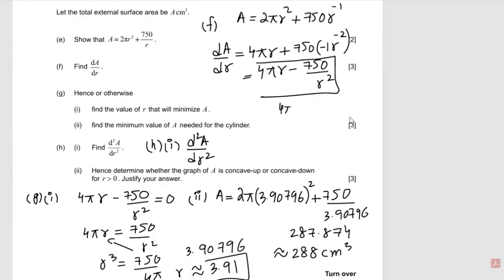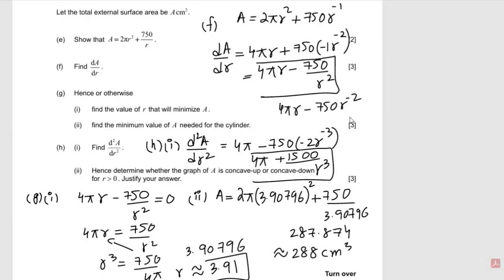Okay, so that can be written as 4 pi minus 750 r to the power minus 2. So I can just do 4 pi, because r's derivative with respect to r is 1, minus 750, which will become obviously minus 2 r to the power minus 3. And now I can do 4 pi plus 1500 over r cube, right? Okay, so that's my double derivative expression. I'm running out of space. Hence, determine whether the graph of A is concave up or concave down for r greater than 0.